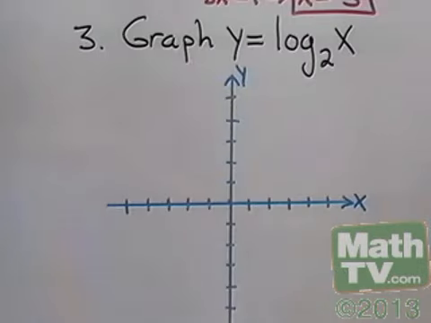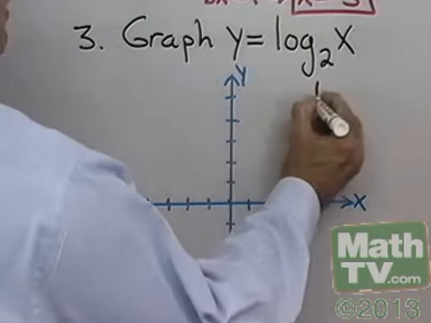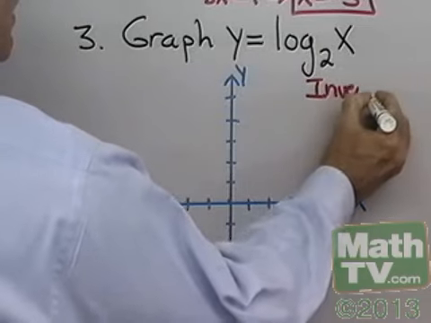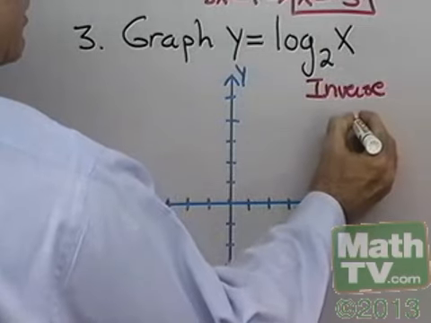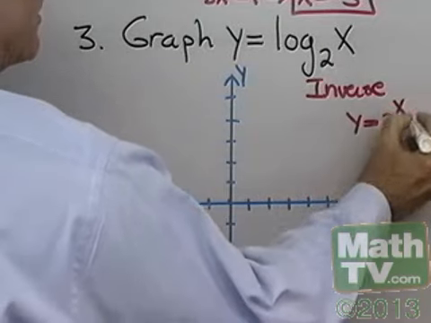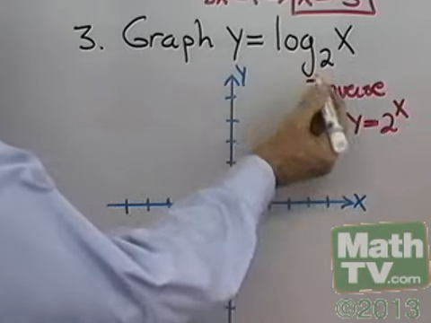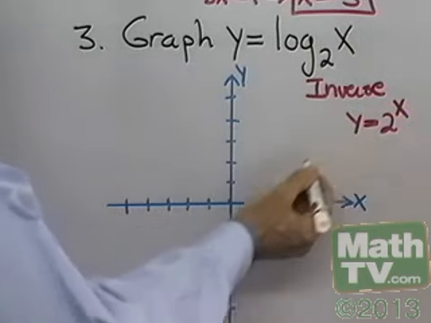Here's our next problem. Let's graph y equal log base 2 of x. Well, I know that its inverse is y equal 2 to the x. So y equal 2 to the x is the inverse of this right here. So first I'm going to graph this, y equal 2 to the x.